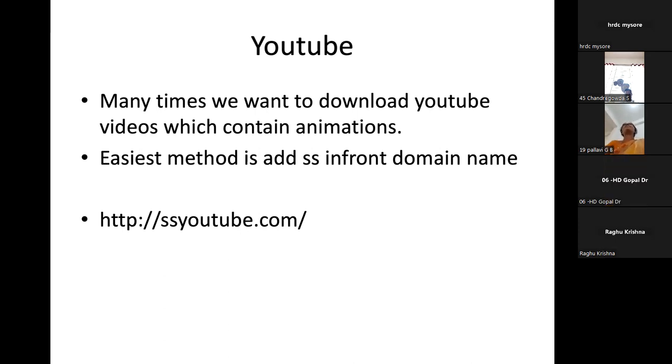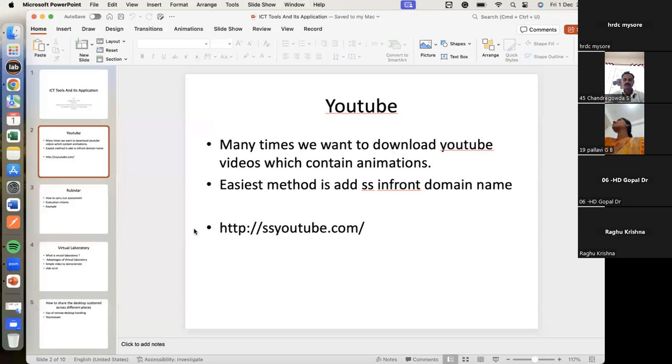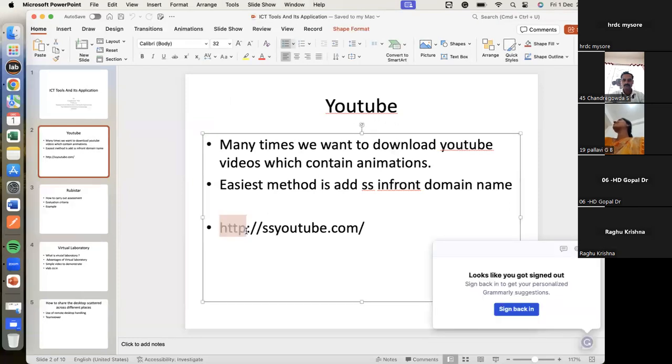So how best can we do this? Please see here. I think all of you can see the PowerPoint presentation screen. The easiest method is just to add SS in front of the domain name. SS basically stands for save from net, for saving the YouTube videos. Please observe this. You can notice here. Let me point it out.